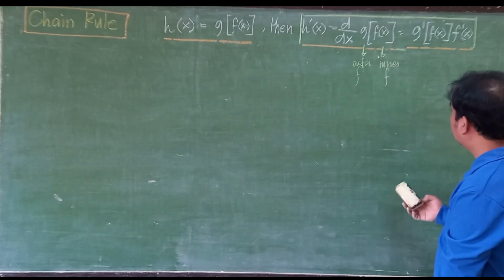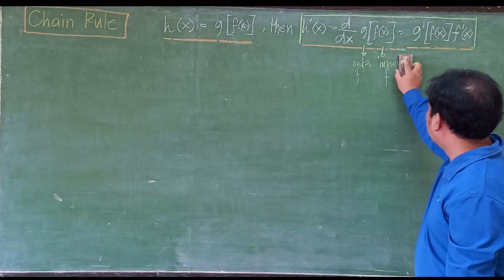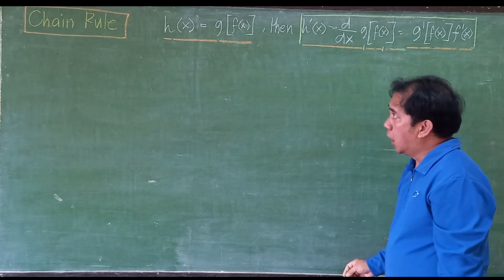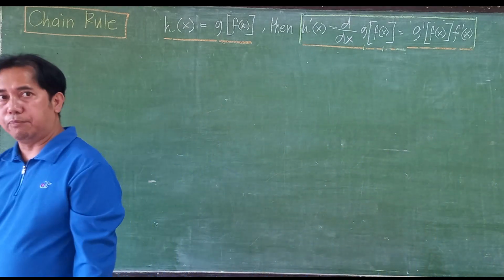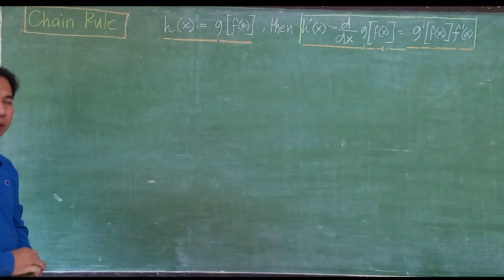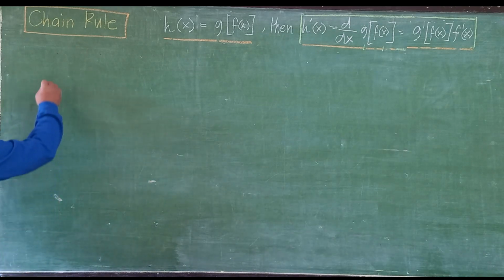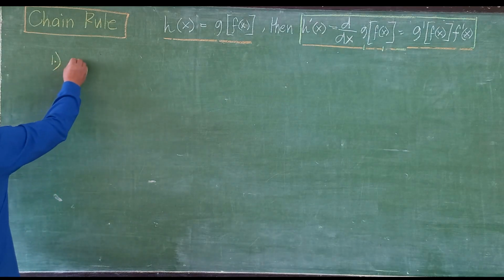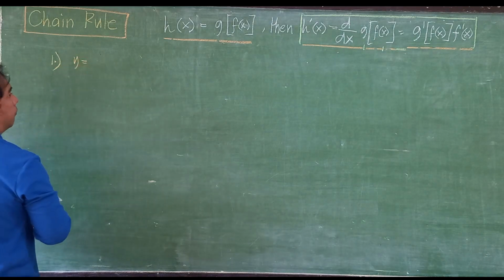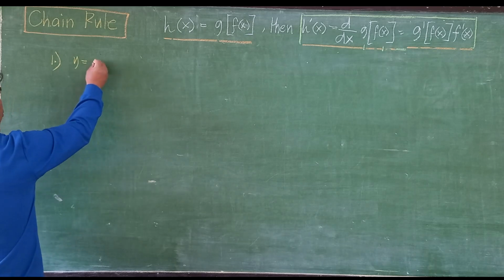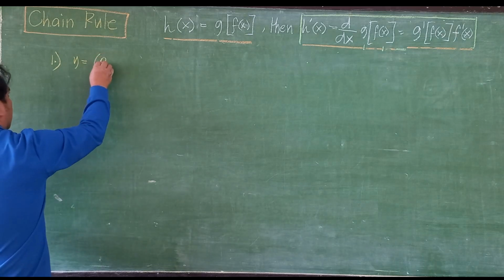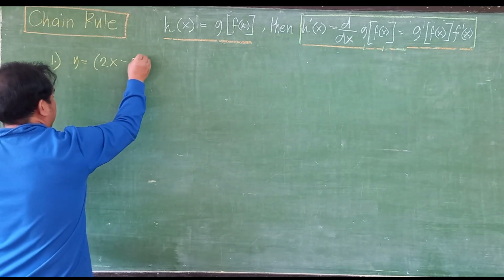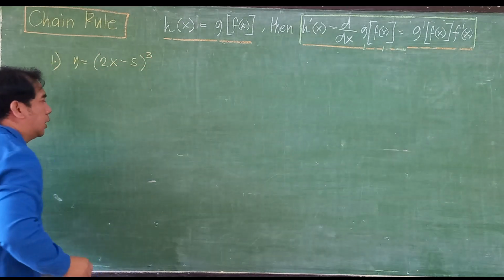So how are we going to elaborate this or further understand how to get the derivative? Let's try to consider an example. We have y equal to the quantity 2x minus 5, raised to 3.